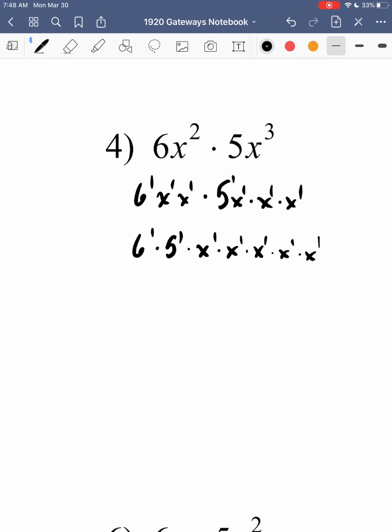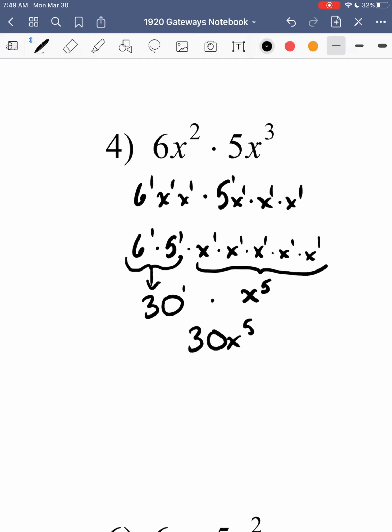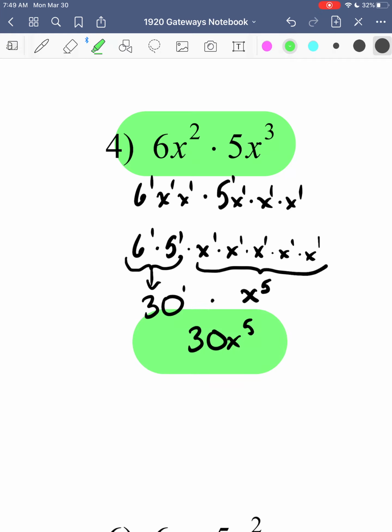So in my mind, when I see this, I count, I'm thinking, oh, there's 5 x's, so that's going to all become x to the 5th. And then if we have 6 to the first times 5 to the first, that's just going to be good old-fashioned 6 times 5, which is 30. Here, sorry, hang on. How about we write it like this? First, and then 30x to the 5th.